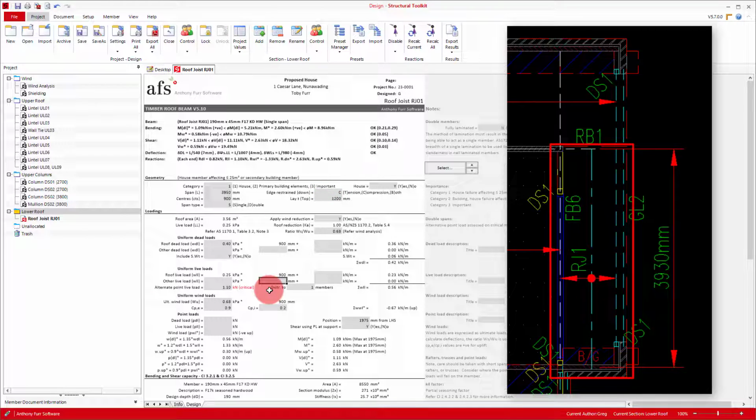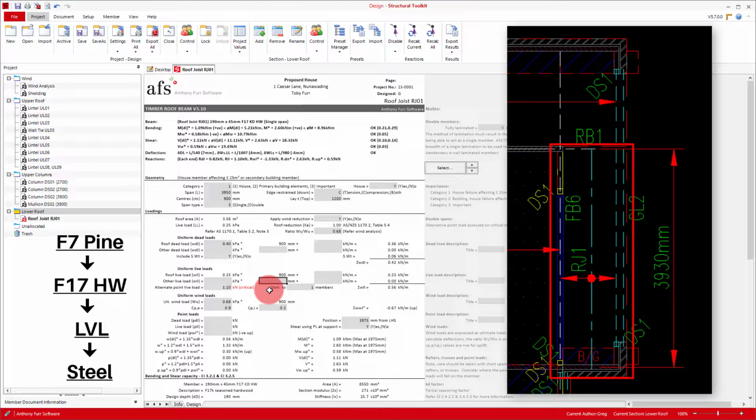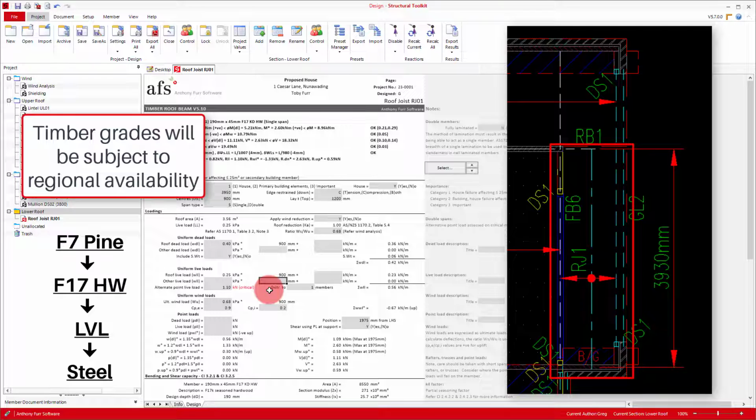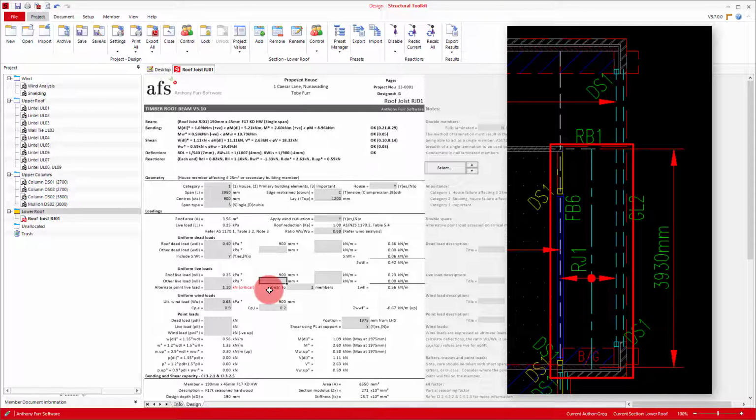As we went through in our previous video, our order of timber grade preference is F7 KD Pine or MGP10, then F17 KD hardwood, and finally LVL15. When timber doesn't work, you'd then go for steel. In the case of floor and roof joist, steel really isn't an appropriate choice, however, and so in that situation you'd need to revise your beam layouts, unless you plan to use something like light gauge steel.